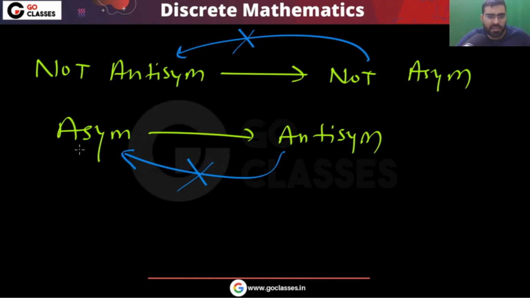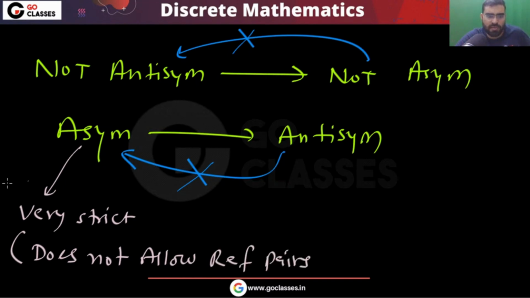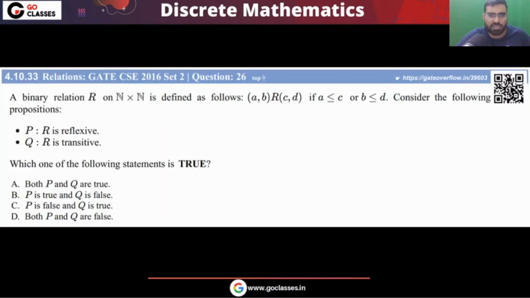And asymmetric is a strict condition, a very strict condition. This does not allow reflexive pairs. Okay, it does not allow reflexive pairs. But antisymmetric allows reflexive pairs. So if something is asymmetric, then it is automatically antisymmetric. Is this clear, Twinkle? Please tell me. In this question, all the doubts are clear.